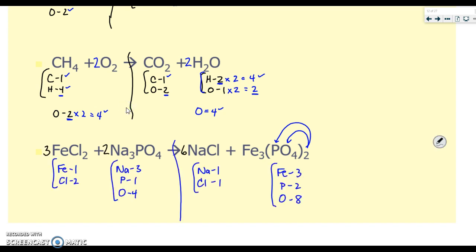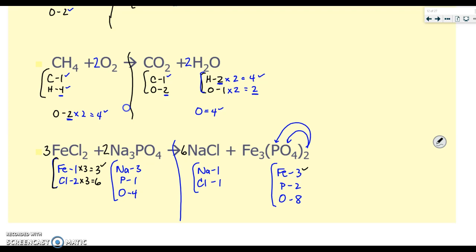Okay. The final answer is shown. I haven't shown all the work just yet, but there should be 3 FeCl2, 2 Na3PO4, 6 NaCl, and then Fe3(PO4)2. I'm going to just start with iron. It really doesn't usually matter where you start, and if you get stuck, just pick a different starting point. So iron, there's 1 on this side, there's 3 on the other, so I have to multiply by 3. The bracket tells me that this also has to be multiplied by 3.